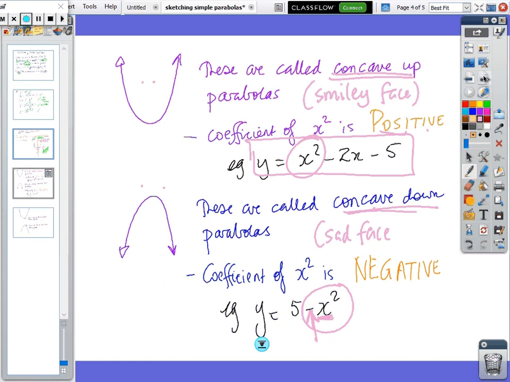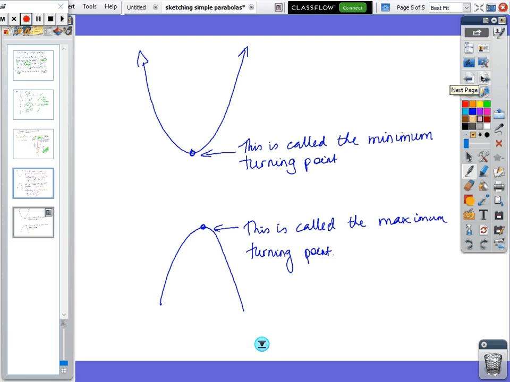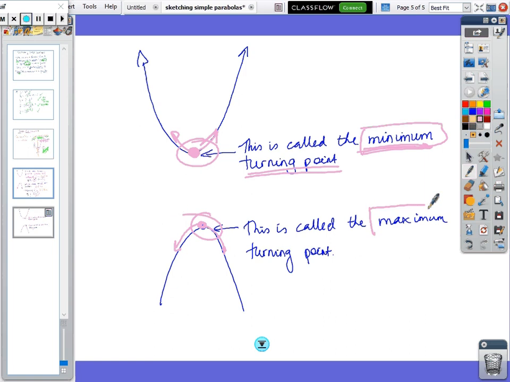Got one more slide to go. The last part of this first introduction is just on these terms that we use. The bottom of the curve or the top of the curve has names. The bottom of the curve, we call that a minimum turning point. Now, why do we call it a turning point? Because it turns and goes up, or it turns and goes down. So this first one is called a minimum turning point, and this one is obviously called a maximum turning point, but it's where the curve goes in the opposite direction.